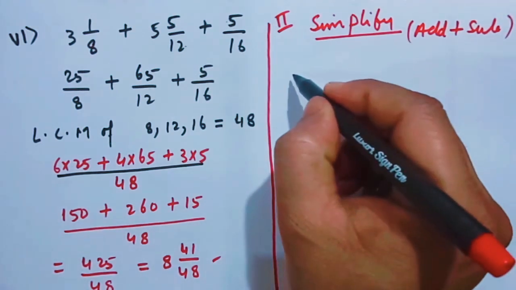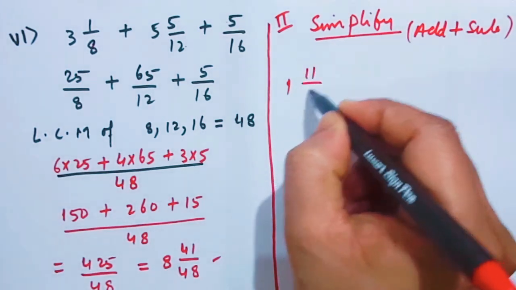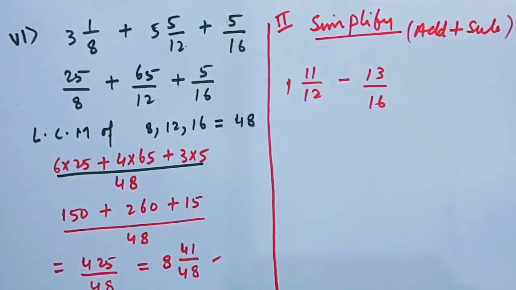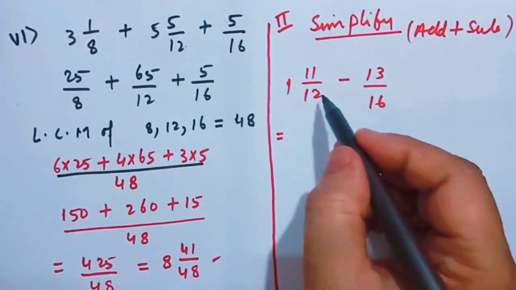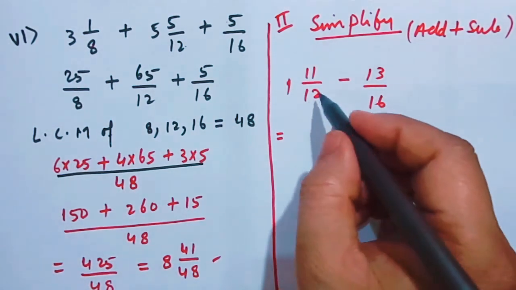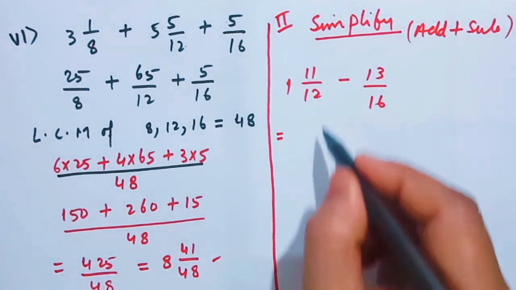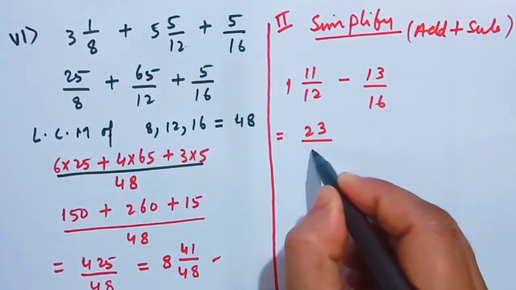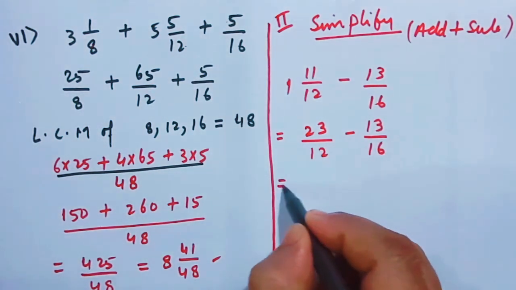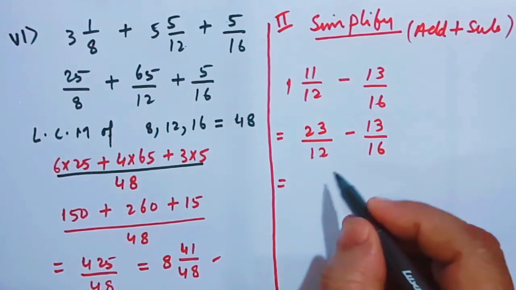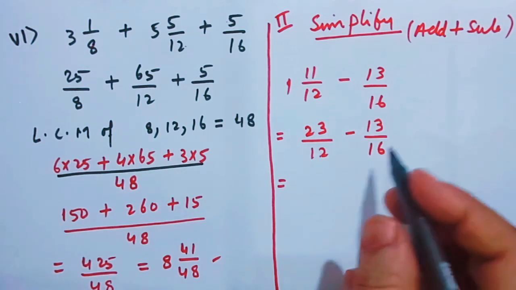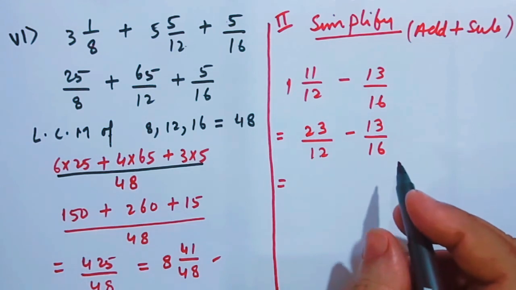Okay, have a look. For example, 1 11 by 12 minus 13 by 16, is equal to, let's solve this, convert this into improper fraction. So 12 1 times 12, 12 plus 11 is equal to 23 by 12 minus 13 by 16. Who will take out the LCM of 12 and 16? Naturally, I will only take it out. You do it in your notebook.